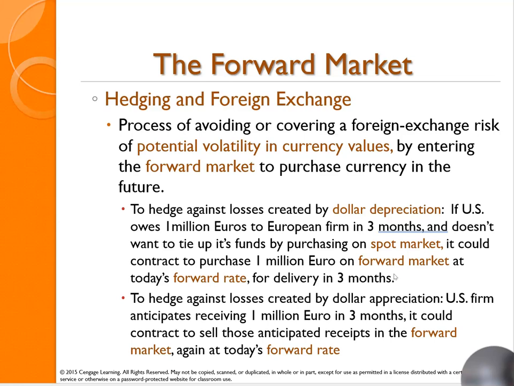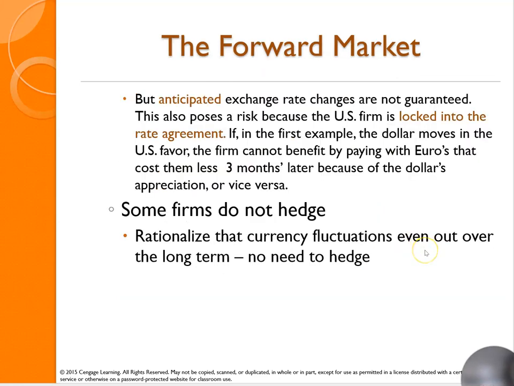Now, if you want to hedge against losses created by dollar appreciation, in that case, instead of spending, the U.S. firm anticipates receiving €1 million in 3 months. It could contract to sell those anticipated receipts in the forward market, again, at today's forward rate.